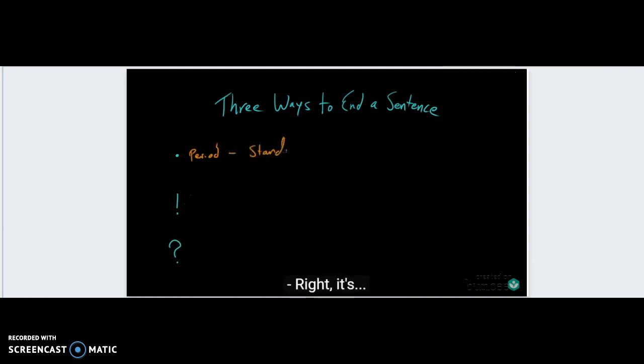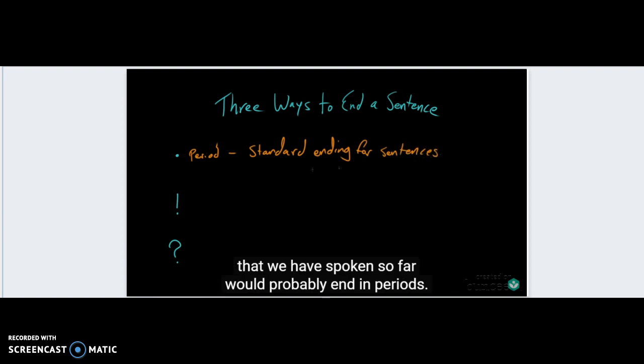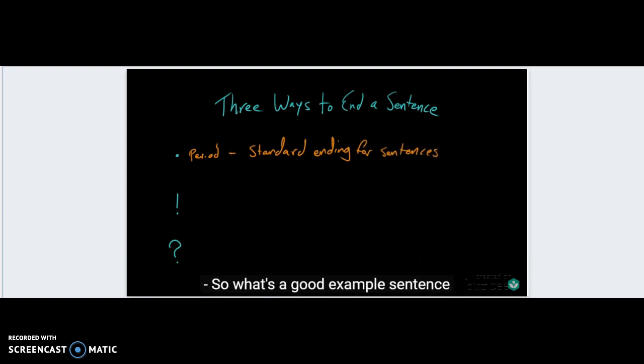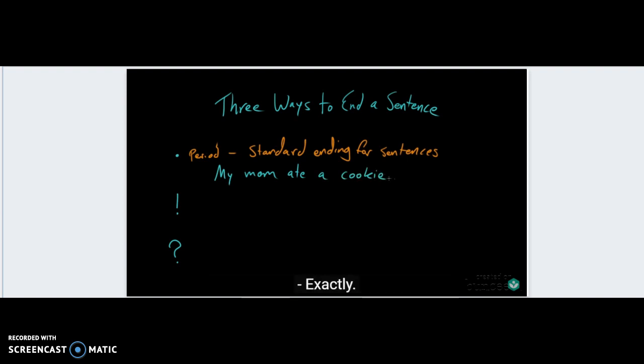It goes at the end of, I think, most sentences. I would say that all of the sentences that we have spoken so far would probably end in periods. So what's a good example sentence that we could use a period at the end of? My mom ate a cookie. So that's just sort of a straight up regular old sentence. Just a standard declaration of a fact. Exactly. This is a thing that is true. My mom ate a cookie. Cool. And then we just put this period there to say that's the end of the thought, end of line.